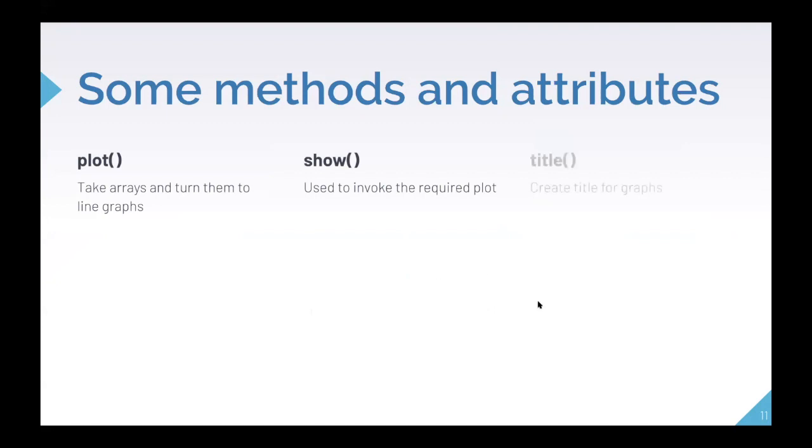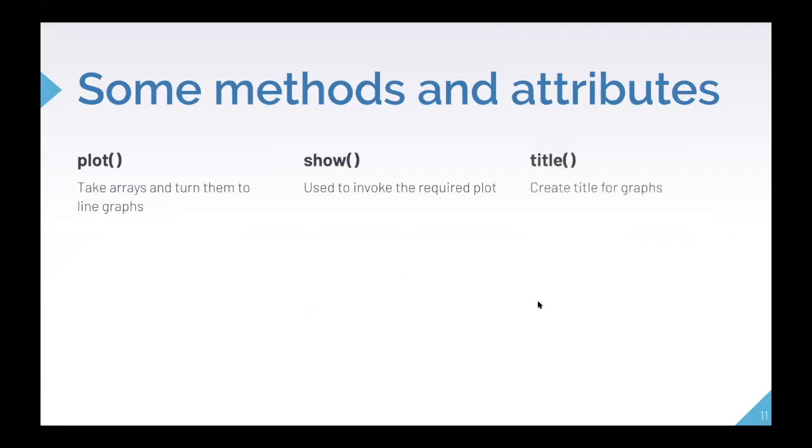Some methods and attributes that we're going to go over today are also in your guideline. The first one is the plot method. You're going to use this one for all of the visualizations today. It will take arrays that we already cleaned up and turn them into a line graph or any other graph. And the show method is needed when you plot it, in order for it to pop up in Jupyter Notebook. So this is how you're going to get the graph.